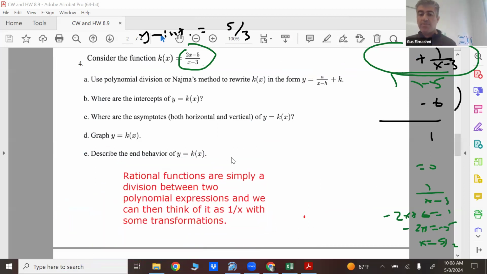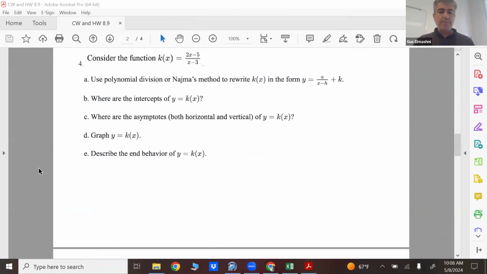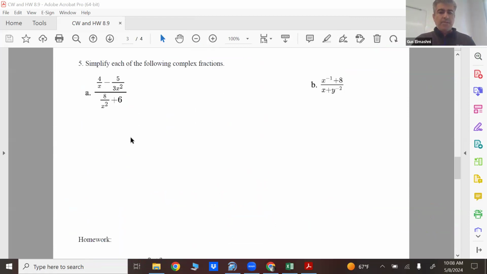That's it. That's all it is. A rational function is simply a division between two polynomial expressions, and we think of it as a 1 over x with some transformations. That's really what it is. So in this case here, and actually, that's not true for all rational functions. I should take that back. But what we're doing in this class, that is true.